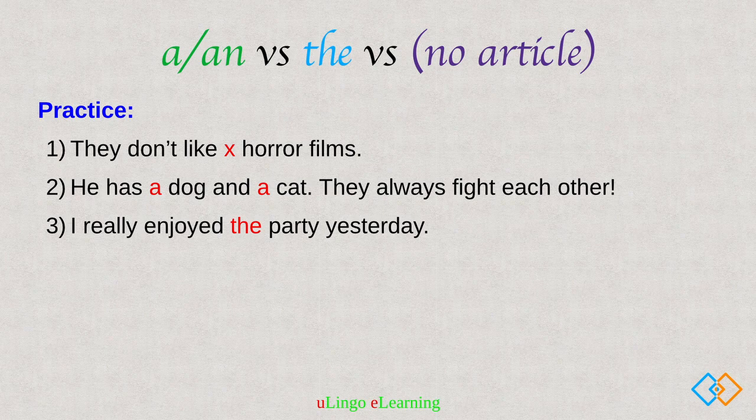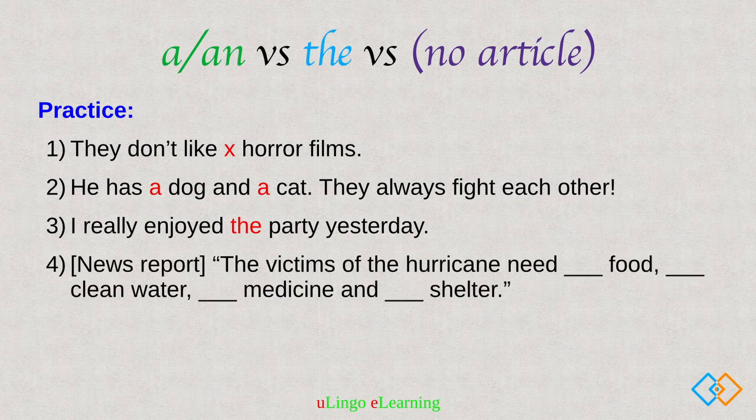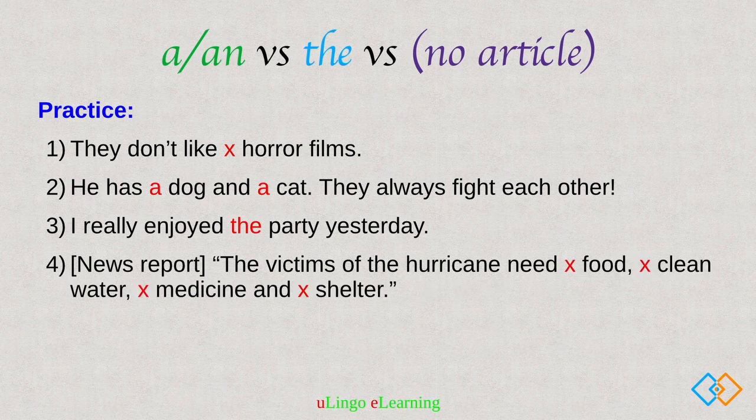Sentence 4. This is a news report. The victims of the hurricane need food, clean water, medicine, and shelter. The answer is, the victims of the hurricane need food, clean water, medicine, and shelter. In this case, we don't want to mean any specific food, clean water, medicine, and shelter. That's why we use no article before them.